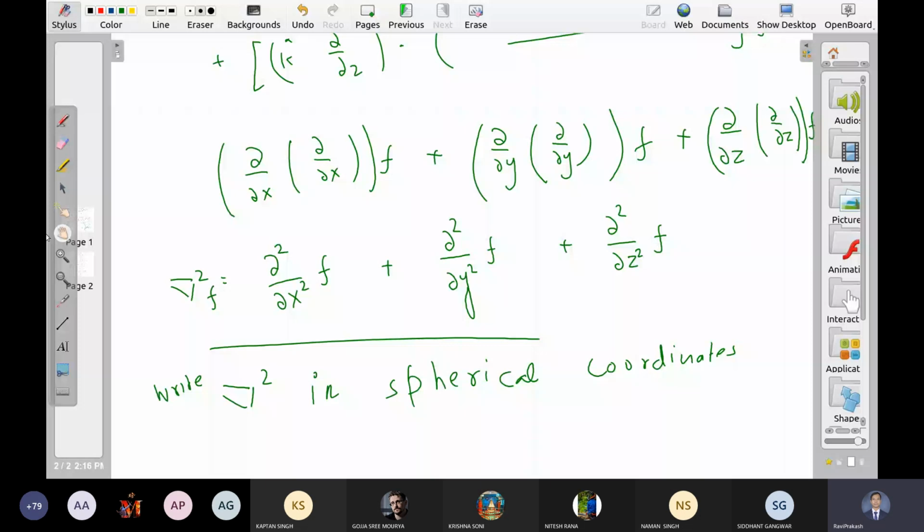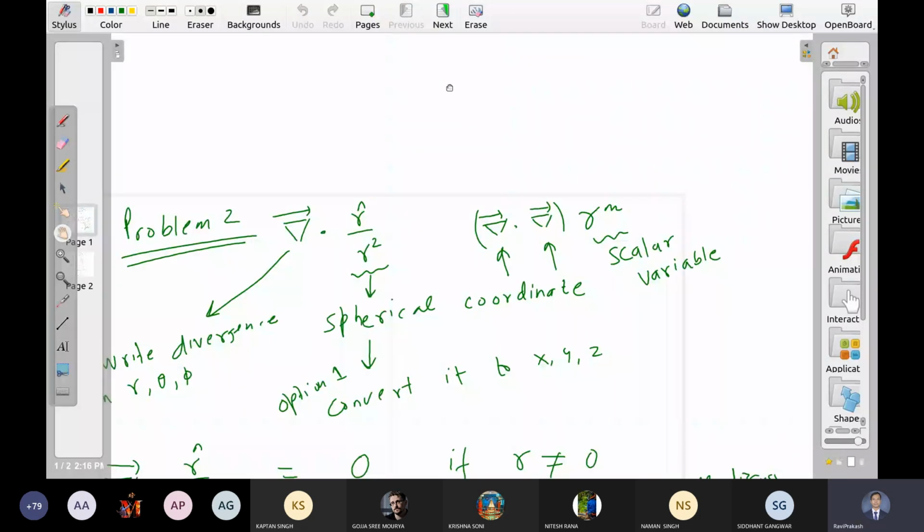What is the problem given to you? Apply this Laplacian on r to the power m. Okay. So again you have the same problem. Either convert r to the power m in xyz coordinates. You can do it. You know r is equal to this, and therefore r to the power m is this function, x square plus y square plus z square to the power m by 2.